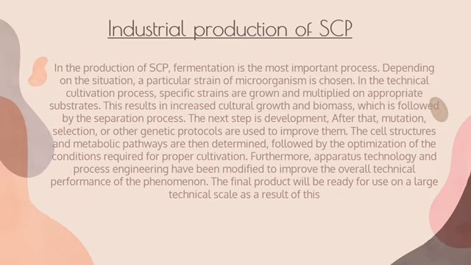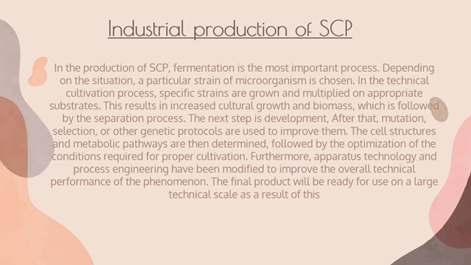Industrial production of single-cell protein. In the production of single-cell protein, fermentation is the most important process. Depending on the situation, a particular strain of microorganism is chosen. In the technical cultivation process, specific strains are grown and multiplied on appropriate substrates. This results in increased cultural growth and biomass, which is followed by the separation process.